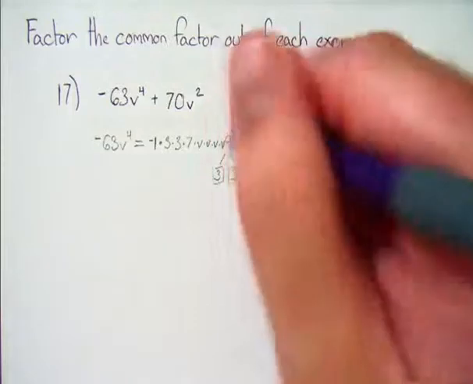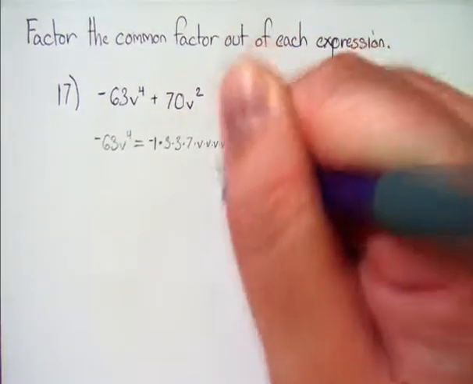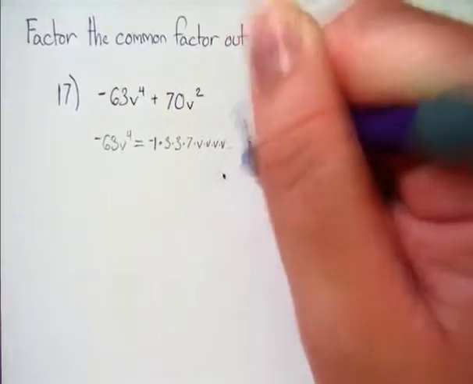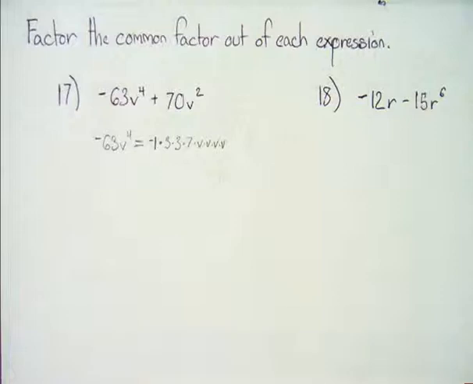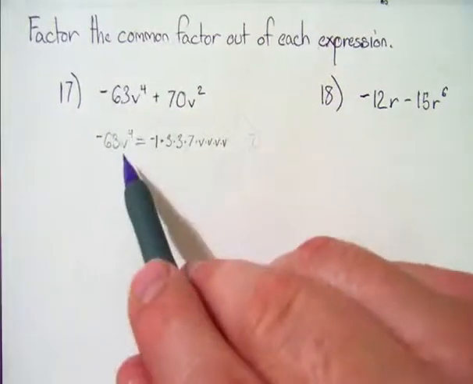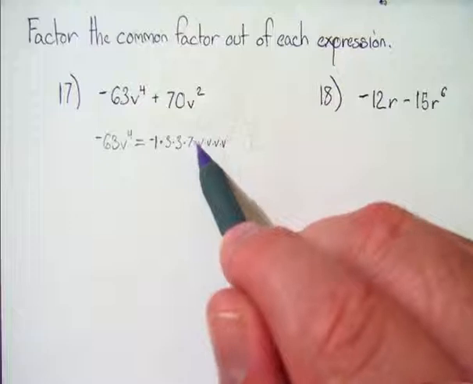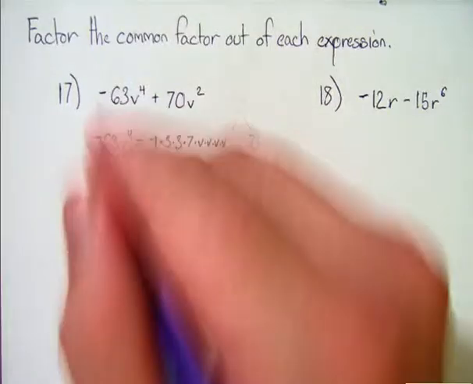I'm going to erase this now that you've gotten the idea. We'll leave it kind of ghosty there so you can remember what we did. So I took negative 63v to the fourth, and I said that was negative 1 times 3 times 3 times 7 times 4 v's. v to the fourth means v times itself 4 times.